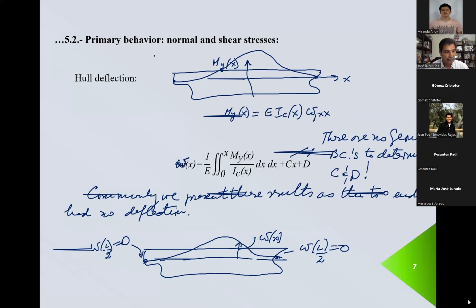But remember that you don't look at absolute values. What you try to see is the relative values. For example, if you have the engine room here, you see that this point moves one amount, a different amount, and a different amount. And what you try to see is whether this is not a straight line, because that means that it imposes some bending.